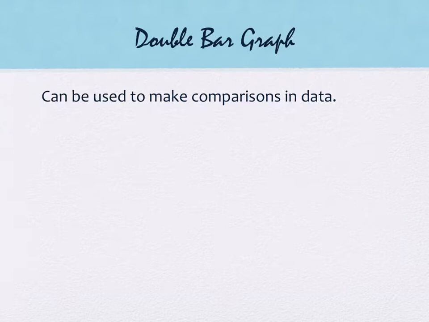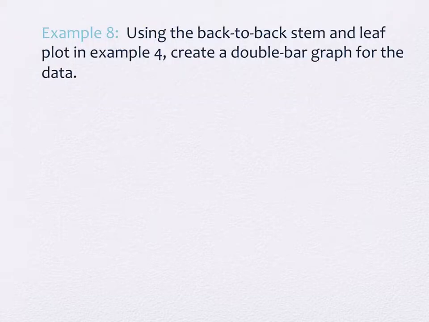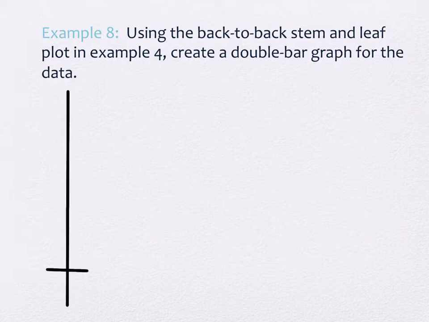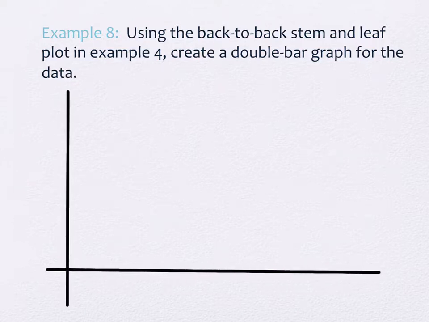So if we use the data from the back-to-back stem and leaf plot, which is what we're going to do, we're going to create a double bar graph. And that's example 8. So this graph, as you'll know, you've got lots of space there at the bottom of your page because you need lots of space to do this. If you do have some colors with you, highlighters, colored pencils, or crayons, or something like that, it might be helpful to do with this one.